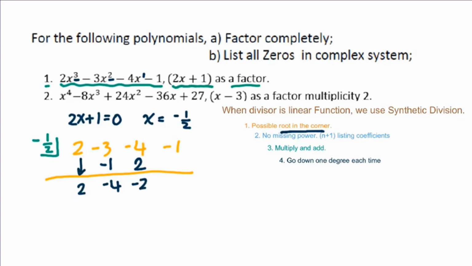Adding negative 2, then we get 1, and the last is 0. Don't forget, since the denominator is 2, you have to divide by 2. Therefore, I get 1, negative 2, negative 1. Then we need to check the leading term, x to the third power. So we get x squared minus 2x minus 1.